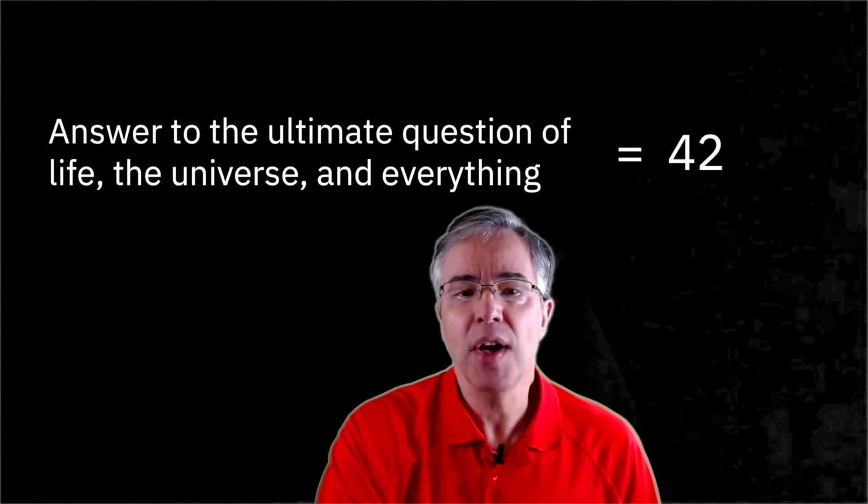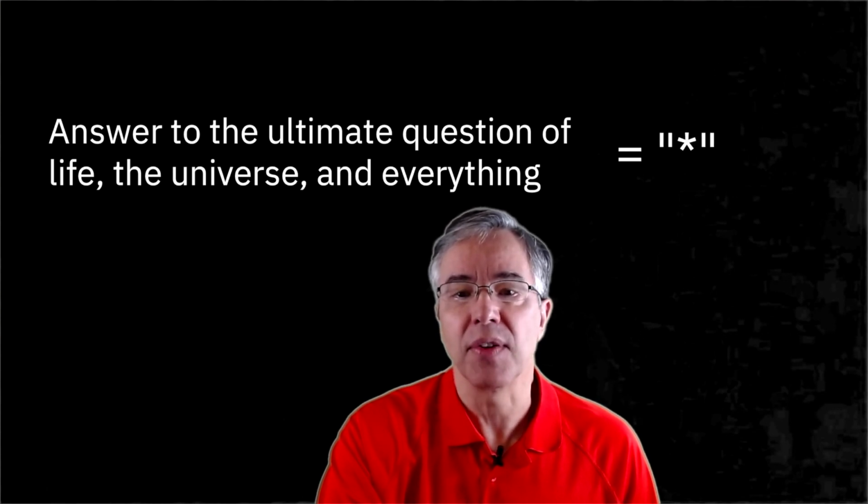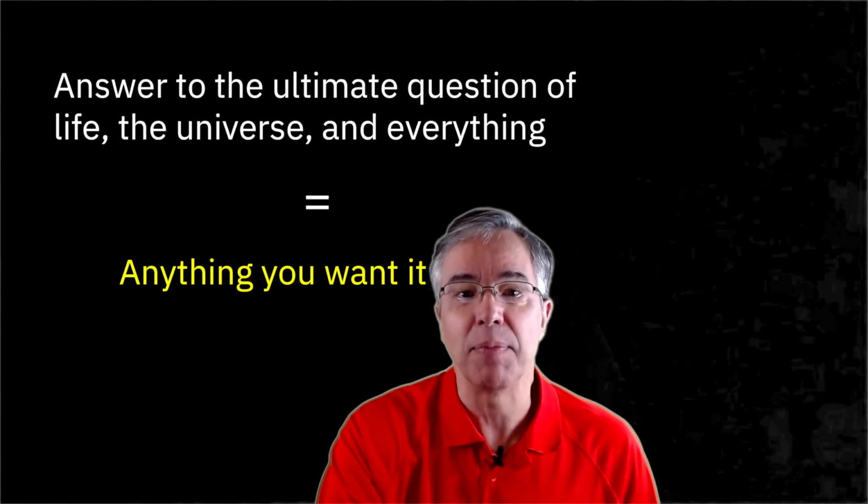If we look at the question and answer, it does not make any sense. Once you learn that Douglas Adams was a computer geek, you can look at 42 as the decimal value of an ASCII character. We then get the answer is an asterisk. In regular expressions, the asterisk is the wildcard character that matches anything. So the answer to life, the universe, and everything is anything you want it to be. That's a deep thought.